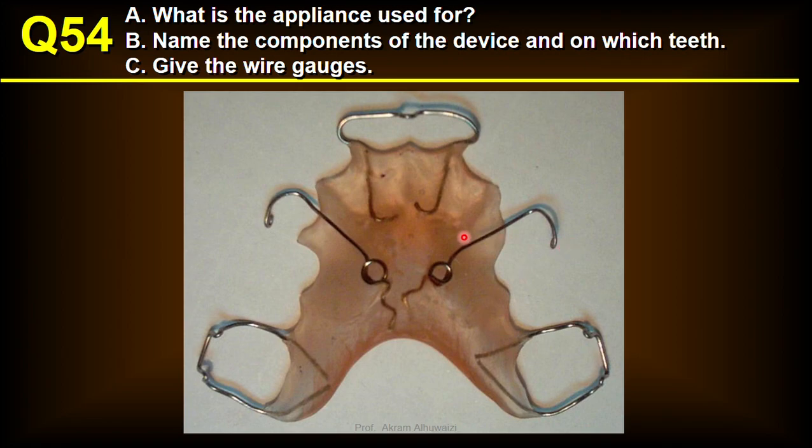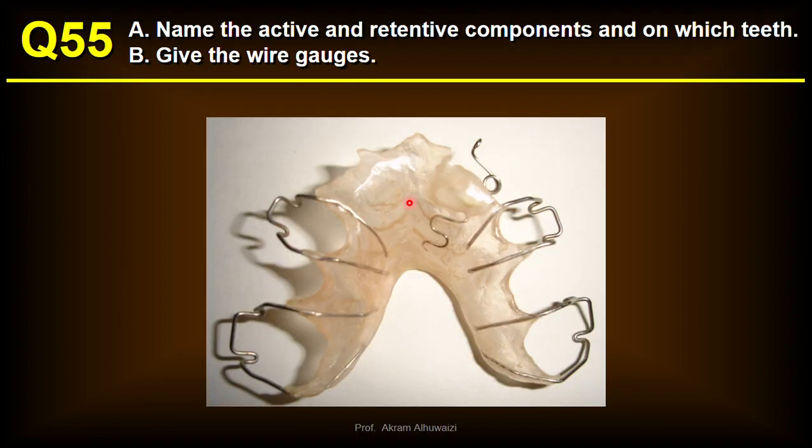What's the appliance used for? Retraction of the canines. Name the components, the devices, and the gauges. Here there's an Adam clasp on the 6s, also of 0.7 mm hard stainless steel wire. A self-supported simple finger spring on the canines, made out of 0.6 mm hard stainless steel wire, together with the fitted labial arch on the central incisors, made out of 0.7 mm hard stainless steel wire.